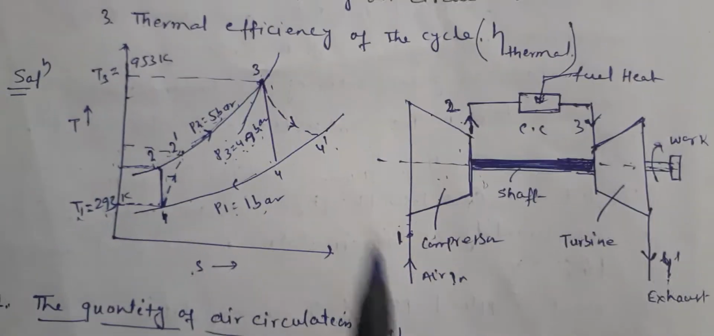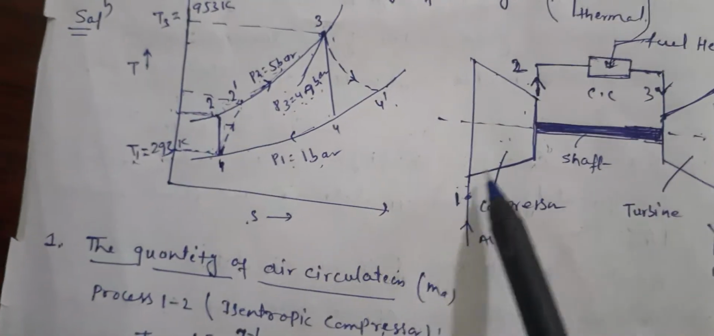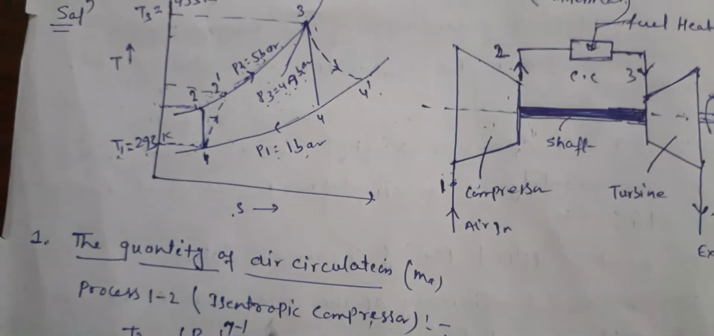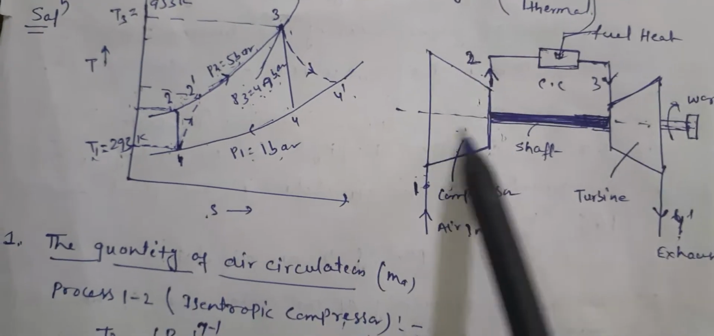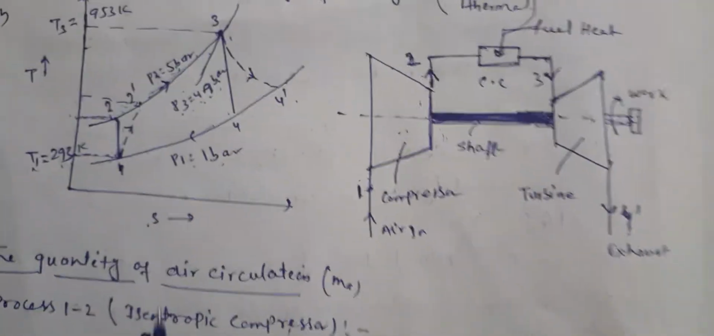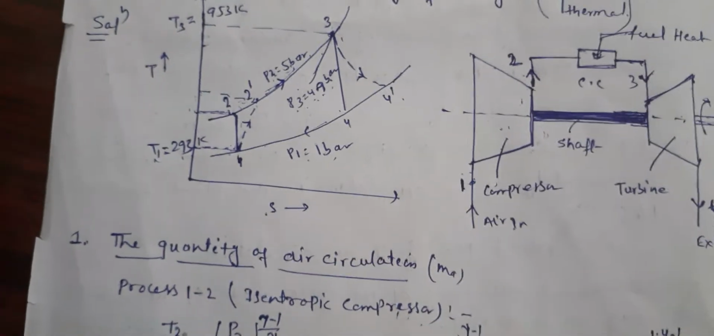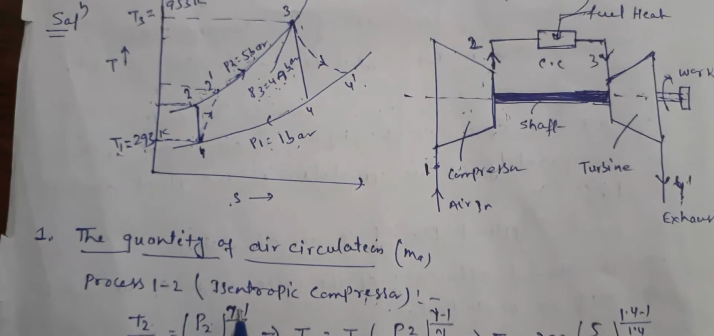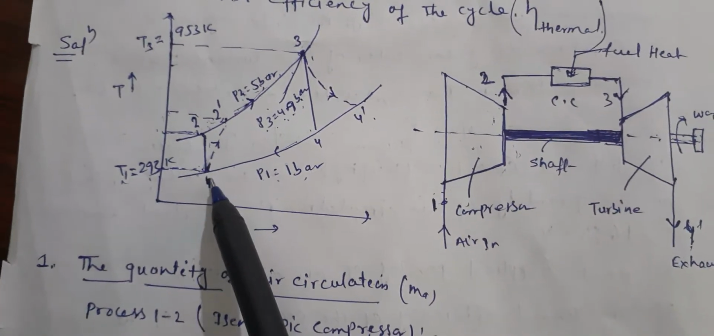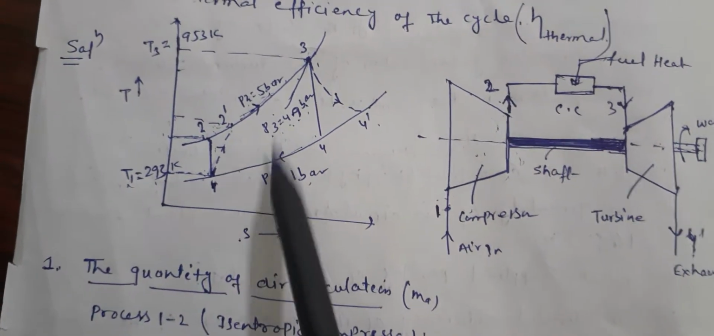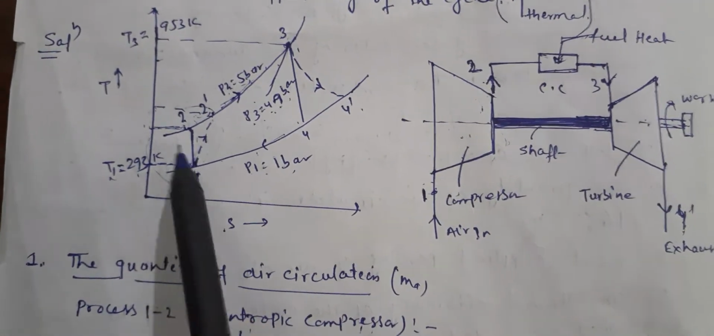Definitely, first we have to consider the process 1 to 2. This 1-2 process is isentropic compression. Already I told you that at this place there is compression and at this place there is expansion. This is the isentropic compression formula: T2 by T1 is equal to P2 by P1 to the power gamma minus 1 by gamma. If you don't know the formula, see that T2 by T1 equals P2 by P1 to the power gamma minus 1 by gamma.